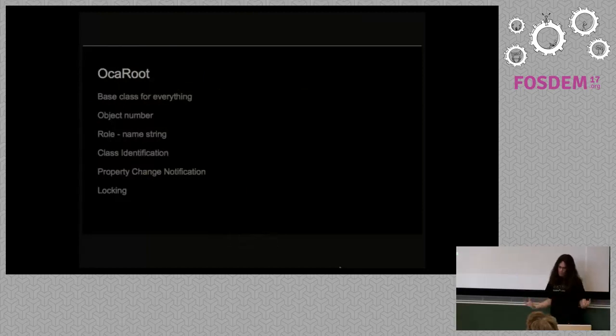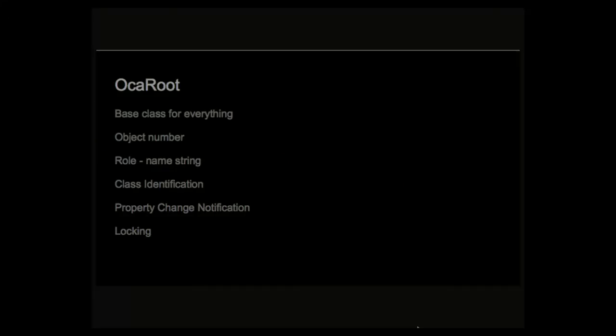So we've got this object tree, and every class inherits from OCA root. So this is actually quite a rich class. It allows quite a lot of functionality in the base class of everything.